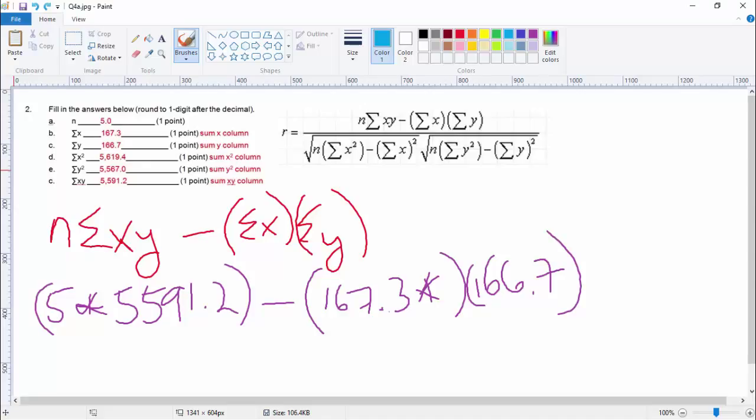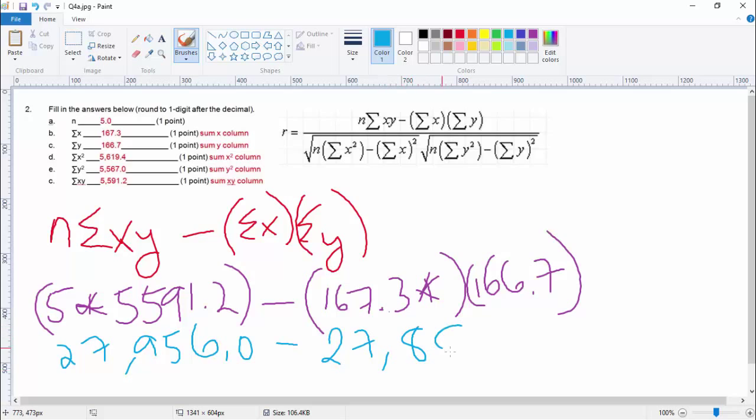I actually did both of those terms, so let me see. This one came out to be 27,956.0. I'm just being accurate here. And then this one came out to be 27,888.9. And if you actually work this out, do this minus thing, you get equals 67.1, which I'm going to just put up here because that's our numerator, remember? It's 67, and this is actually easier than the denominator. Okay, so we got that.